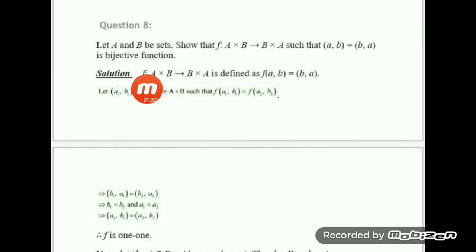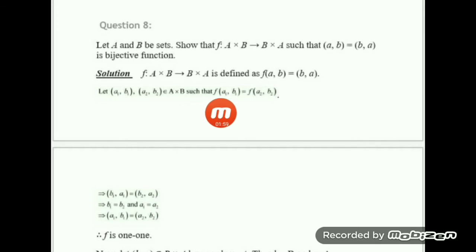So I am taking the function I have defined here by f of (a, b) goes to (b, a). It changes position. So we take two elements (a1, b1) and (a2, b2) in A cross B such that their images are equal. That is, f of (a1, b1) and f of (a2, b2) are equal. Now you have to use the definition of f of (a, b), and we have to show that (a1, b1) is equal to (a2, b2). That is our aim. You remember your aim.